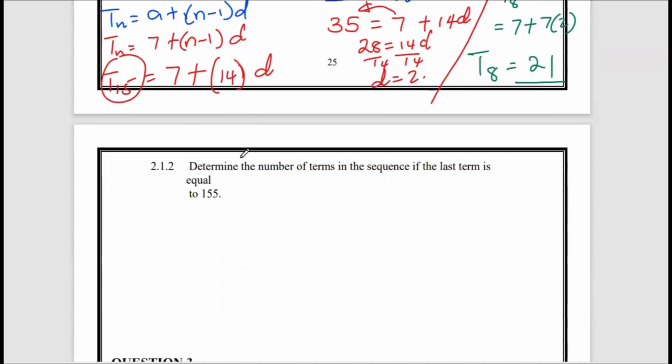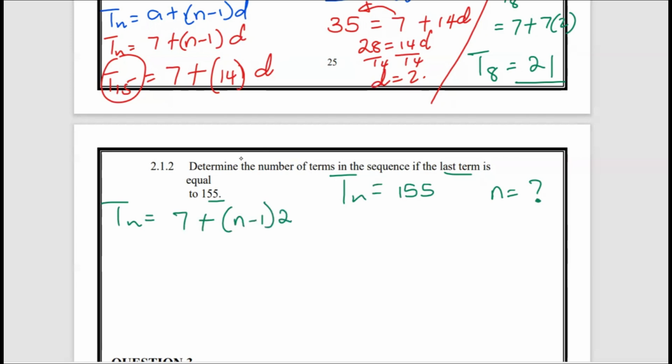All right. Then 2.1.2, determine the number of terms in the sequence if the last term is equal to 155. So Tn, being the nth term, could represent the last term. So in this case, our Tn is 155. What do we need? We want the number of terms, which means we need the position where the 155 is placed. So we shall go back to our Tn formula and say Tn is going to be 7 plus open brackets n minus 1 into 2, because it's the same question.